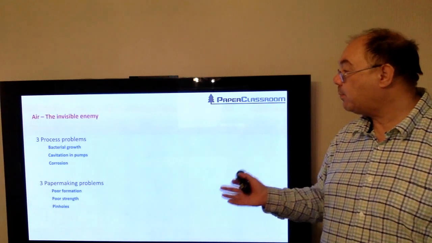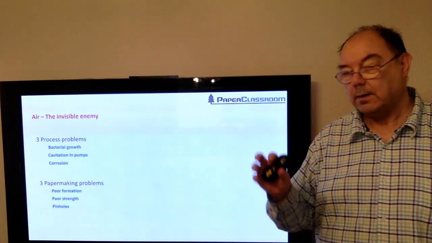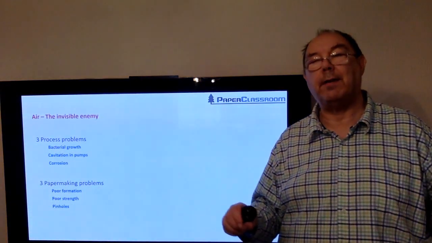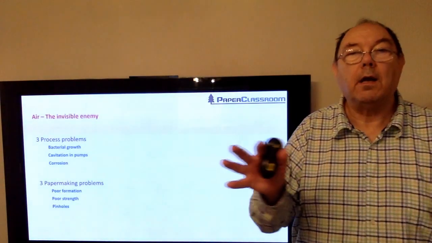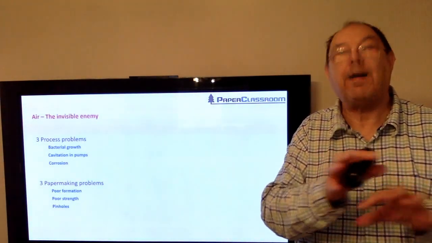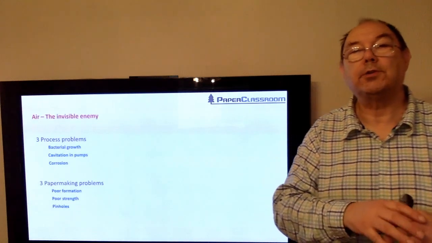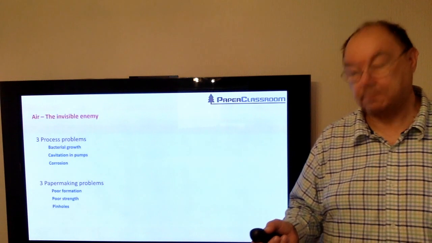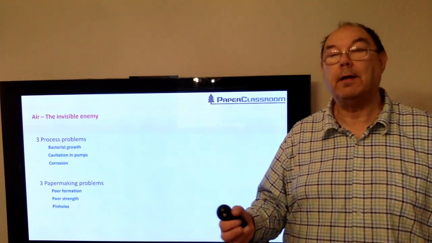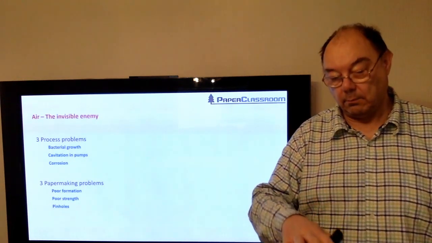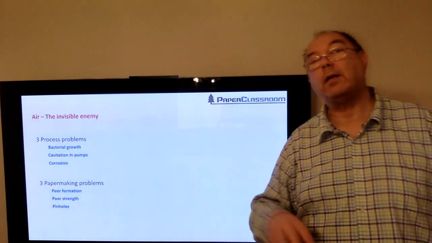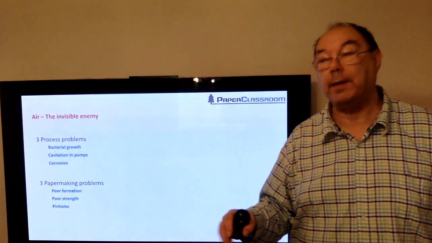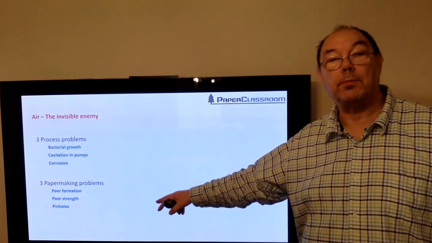And the 3 paper making problems: poor formation. Some of the air is about the same size as the fibre. And what it does is it drags all the fibres together, and so it forms flocks. So air in your stock can give you a very poor formation, very flocky paper. If you've got a flocky paper, that means you've got more fibres in one place than there should be, therefore you'll have less fibres somewhere else than there should be. And if you've got less fibres where there should be, then you're going to get poor strength problems.